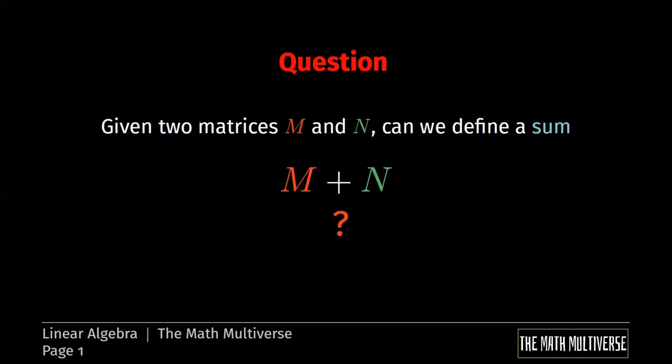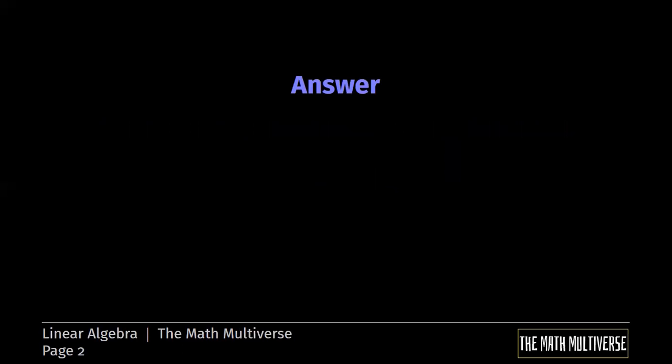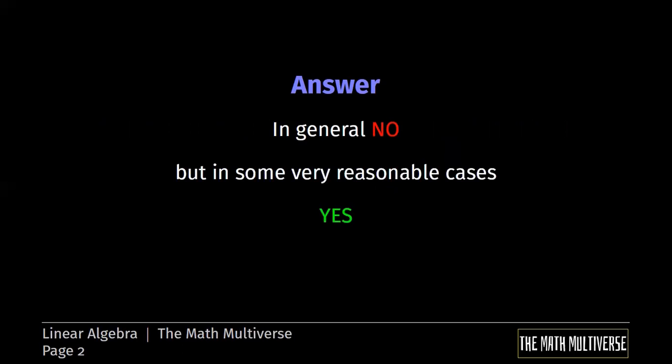Given any two matrices, M and N, can we define a sum between M and N? Can we always define the operation M plus N? Well, there is a quick answer, which is no. In general, the answer is no. But in some very reasonable but relevant cases, the answer is yes. And this is what we are going to study next.